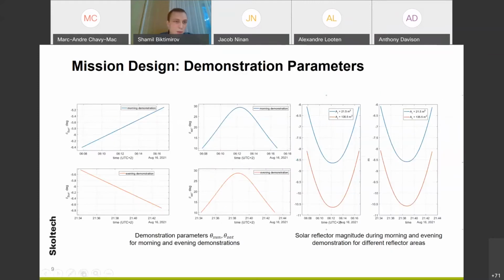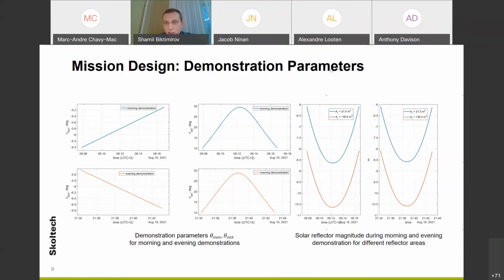Then, to prove that our selected orbit is fine, we calculated the image demonstration parameters or mission demonstration parameters. So as you can see here, on the left figures, you can see that the sun elevation is not greater than -5, and the satellite elevation is greater than 10 degrees.